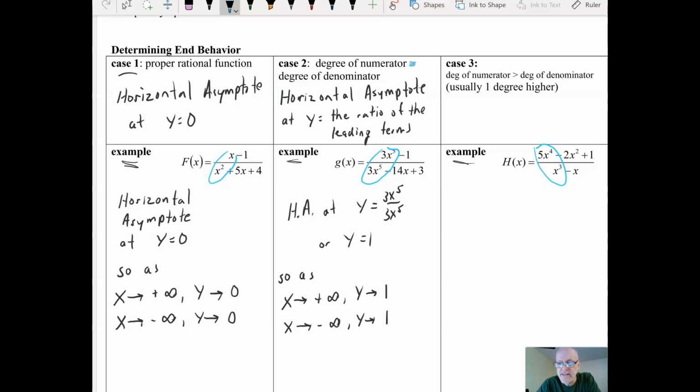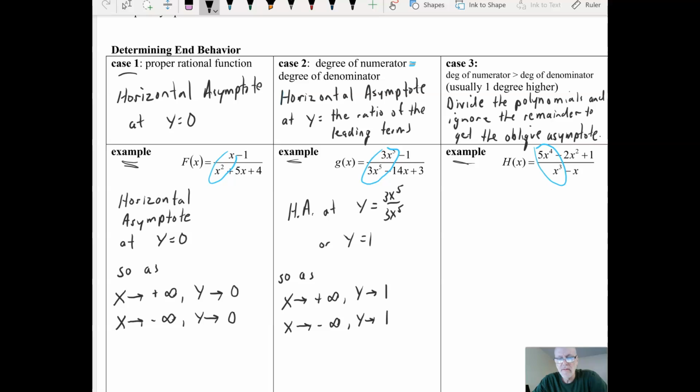The process is that when the degree of the numerator is greater than the degree of the denominator, and I said usually 1 degree higher, it can be more, but in this class, we're going to see where it's only 1 degree higher, then you have to do division. We're going to divide the polynomials and ignore the remainder. And when we do that, we're going to get an oblique asymptote.